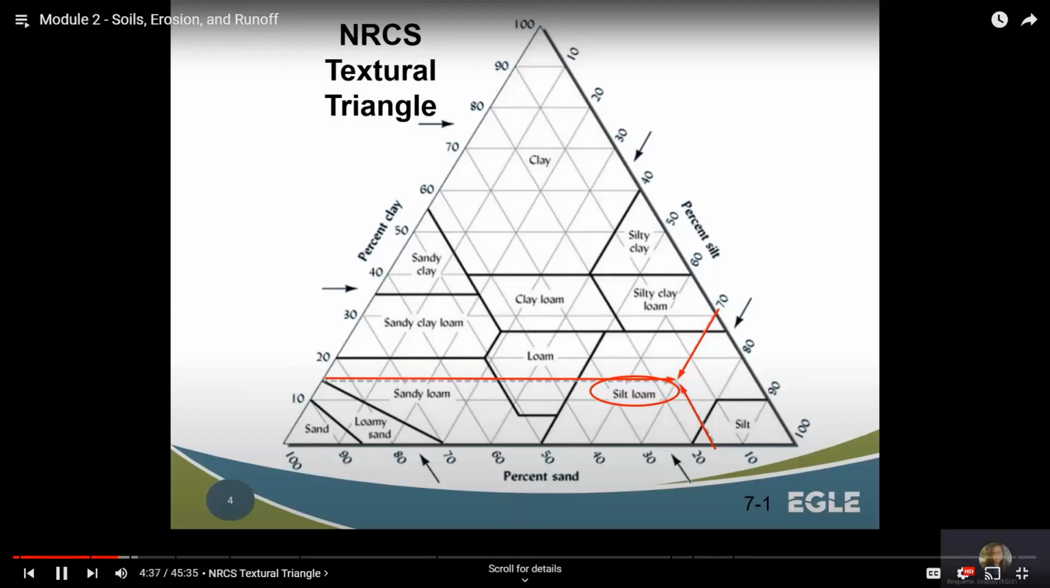Find the percentage on each side and follow the line, as shown on the slide as a red line, to where they meet. As you can see in this example, there's 15% clay, 70% silt, and 15% sand. They all meet within the silt loam classification. Please note that in general, soils tend to become less erodible when moving left in the triangle and more erodible when moving right in the triangle.